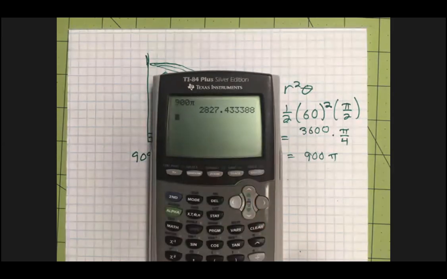Now, if you're not brave enough to simplify things ahead of time, you don't want to take any chances, no problem. Just write 1 divided by 2. And then write 60 squared. And then write pi over 4.